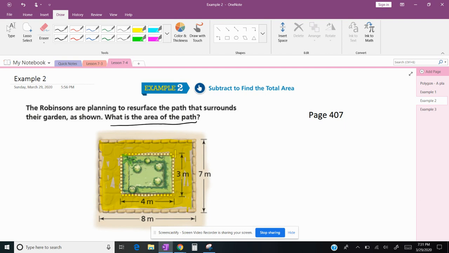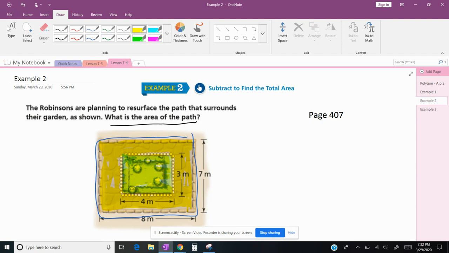So here's how we're going to do this. First, I see an outside rectangle going around right there, and I see an inside rectangle. To find the area of just the path, I'm going to find the entire outside rectangle. I'm going to pretend this whole entire thing is the path, and then I'm going to subtract out the garden out of it. So let's find the area of the entire thing.